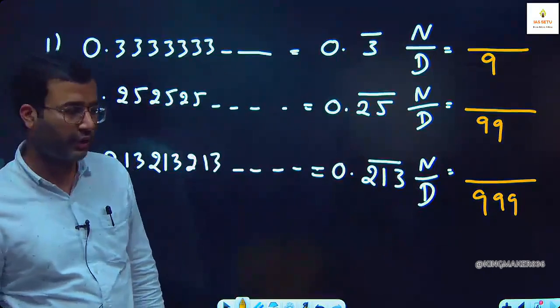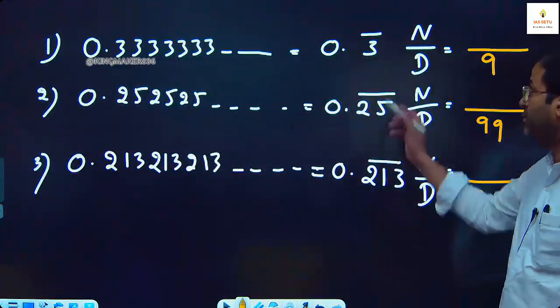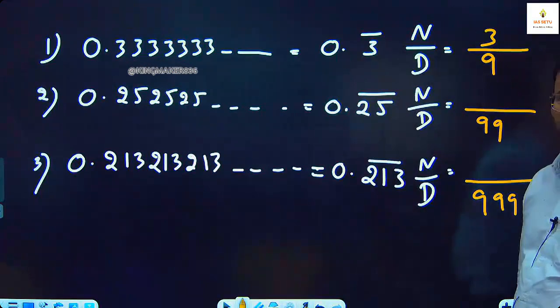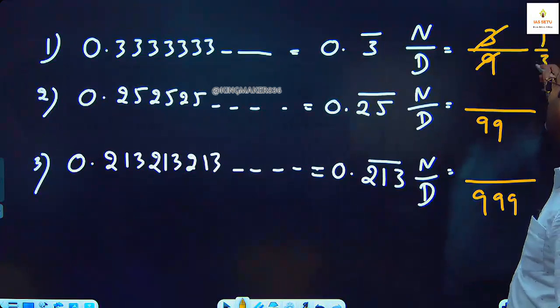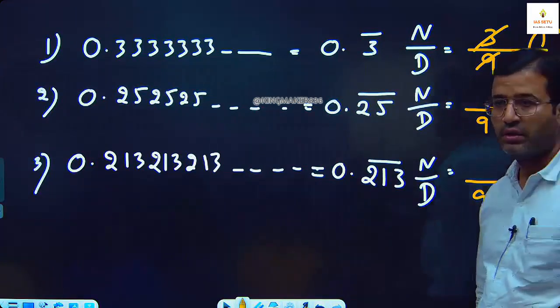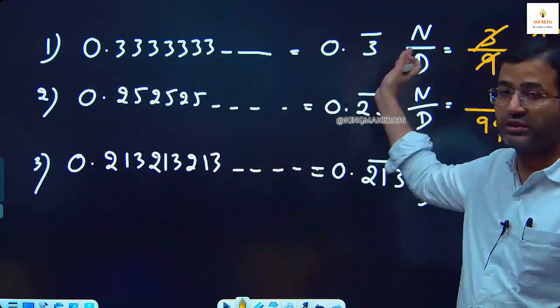New denominator. Since these questions are very easy, the numerator is the number as it is. What is the number? 3. But don't forget to simplify. This is 3 by 9. You have to simplify. Your answer is 1 by 3. If you check 1 by 3 as a decimal, it will come 0.333.